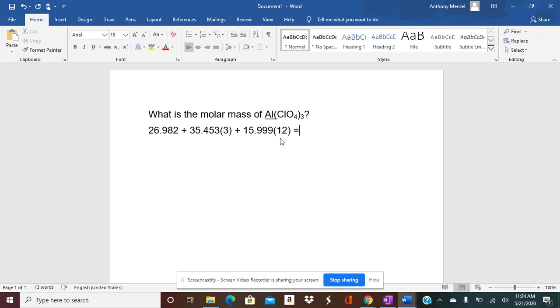When you put all of these numbers together in your calculator, you get 325.329, and the units, of course, are grams per mole.